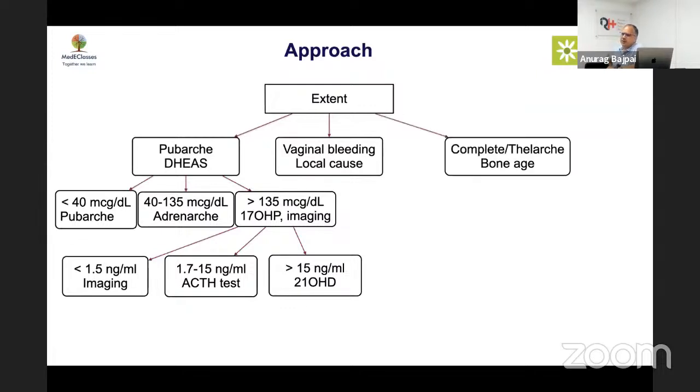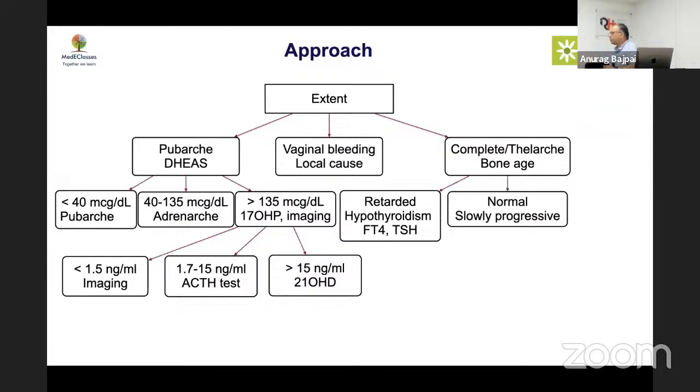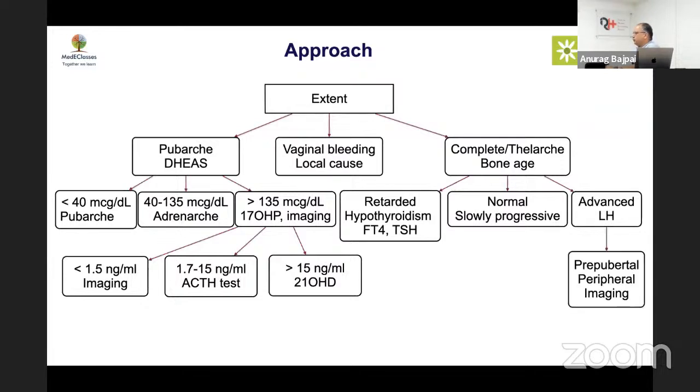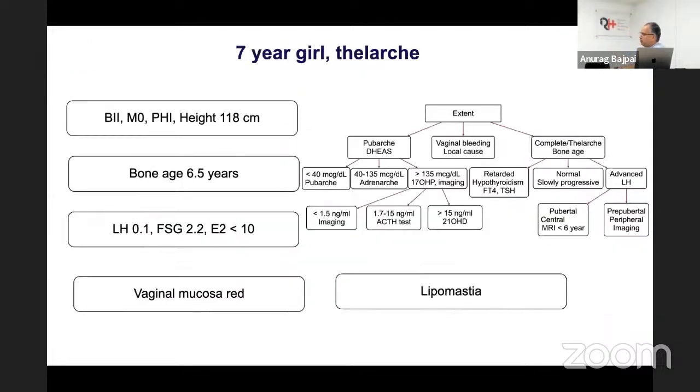If, however, it's complete or isolated thelarche, look at bone age. If bone age is delayed with precocious puberty, think of hypothyroidism. If it's normal, this could be a slowly progressive puberty, while if it's advanced, get an LH level done. If LH is prepubertal, think of an ovarian cyst as a possibility. If it's pubertal, think of central precocious puberty and an MRI. So essentially look at the pubic hair and breast development, and then go ahead with gonadotropins to get the result in that regard.